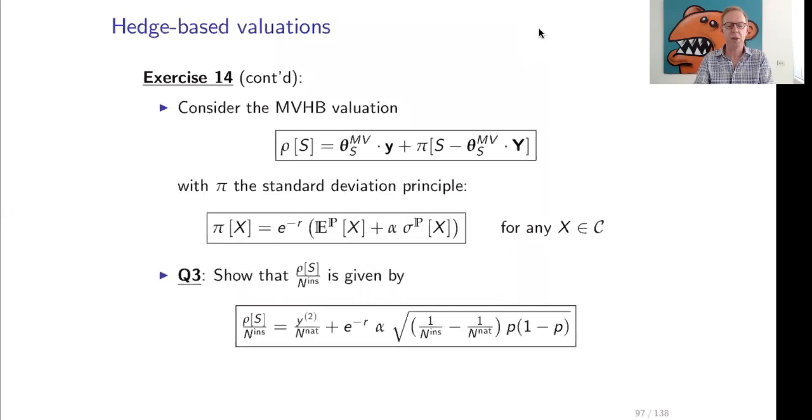Let us now continue with exercise 14 and consider the mean variance hedge-based valuation. So rho of S is the time zero value of the mean variance hedge of S, plus pi of the hedging error, and pi is assumed to be the standard deviation principle. Show now that rho of S divided by N insured, that is the premium to be paid per insured, is given in this special case by this expression.